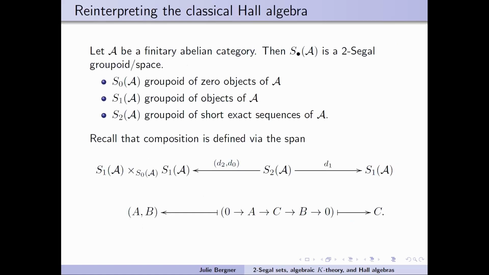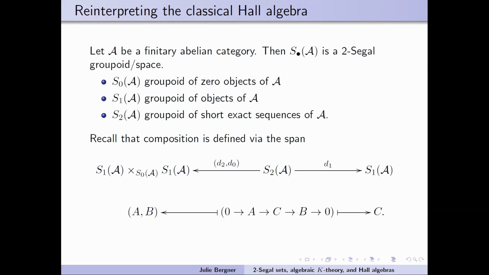But what I want to do is reinterpret this in light of things that we talked about earlier in this talk. So a finitary abelian category in particular is an exact category, and therefore I can take the S dot construction of it. The first part of the slide is just recapping something I said earlier. S dot is a 2-Segal groupoid, geometrically realized to get a 2-Segal space. S0 will just be the groupoid of zero objects. S1 is the groupoid of objects. S2 is the groupoid of short exact sequences.